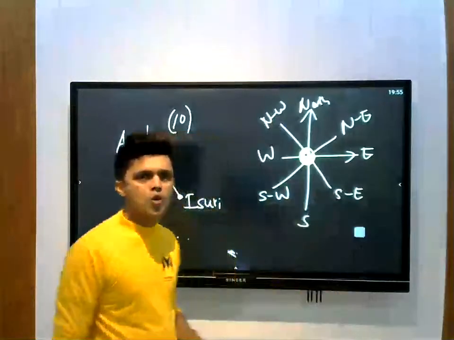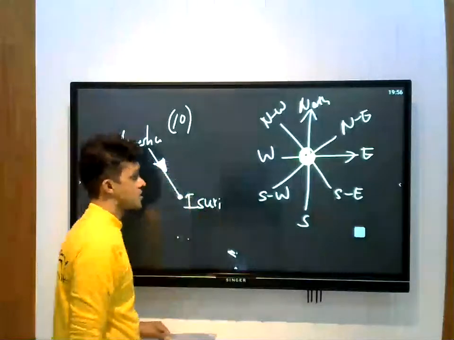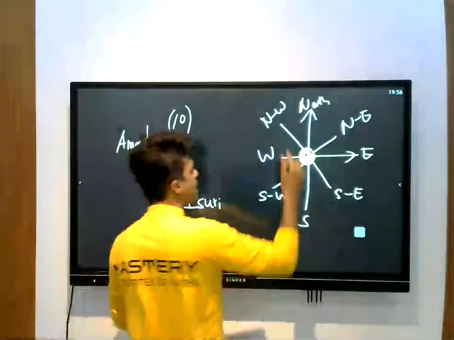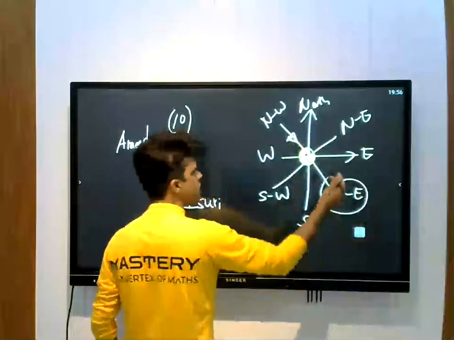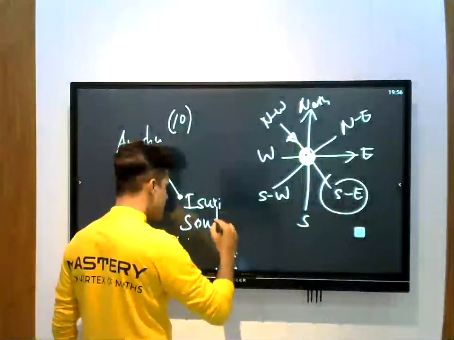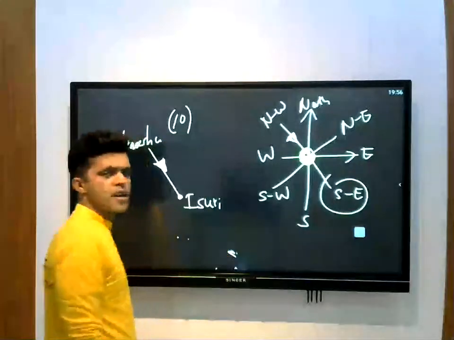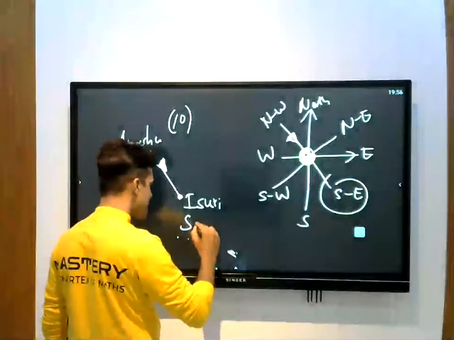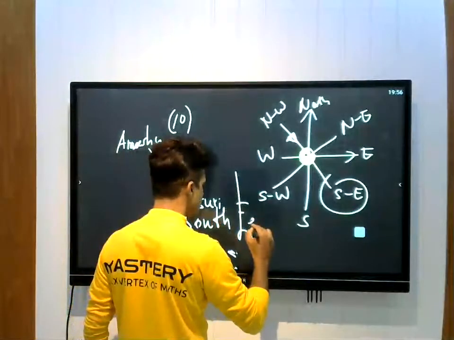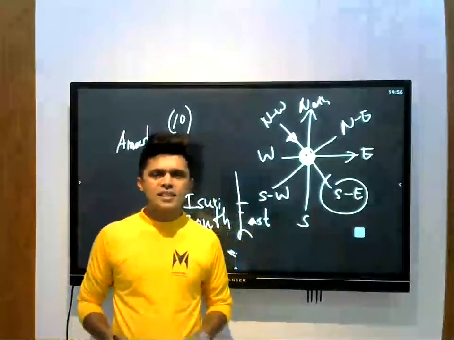When Amisha looks at Isuri, here it gives the direction of Isuri. Then this is that direction, which means this one. The answer should be southeast. Southeast is the answer.